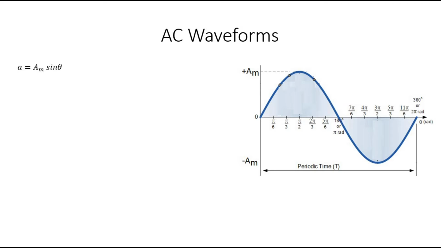So next, this is A equal to AM sine theta, where theta is actually the angular displacement. For say 0, pi by 6, pi by 3, there is some angular displacement. So the value is changing. So theta is actually the angular displacement.